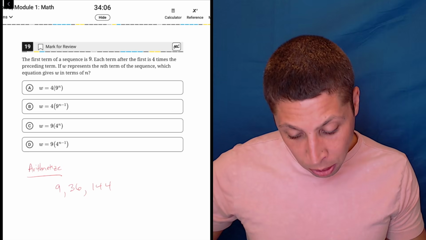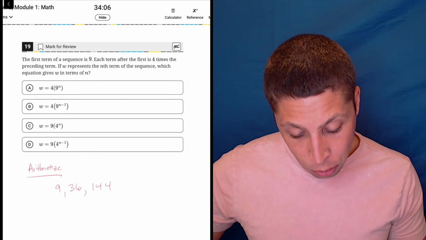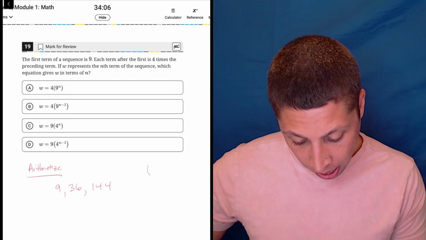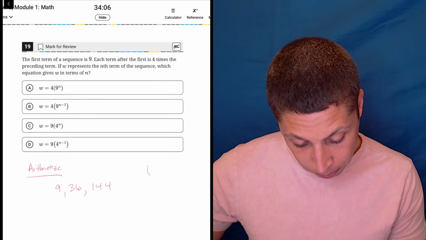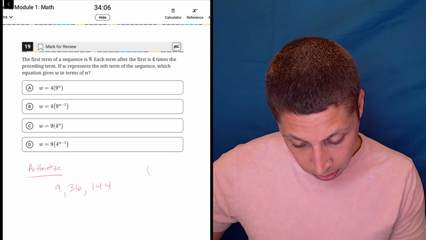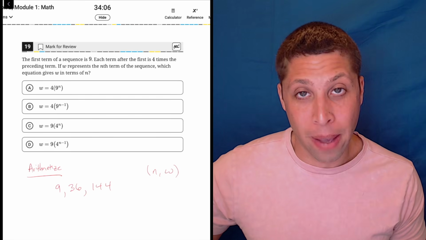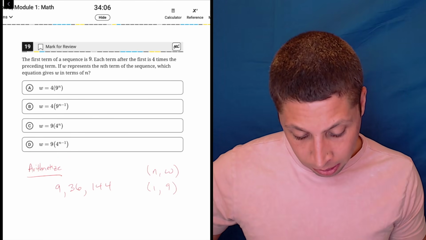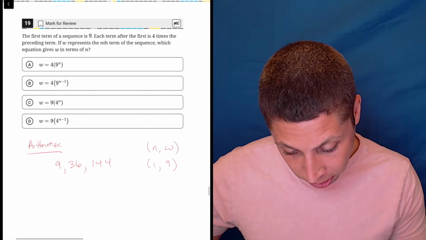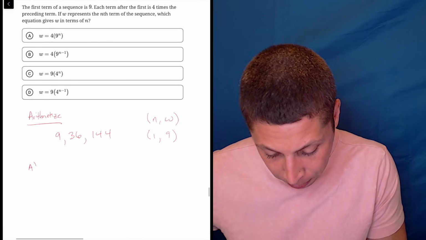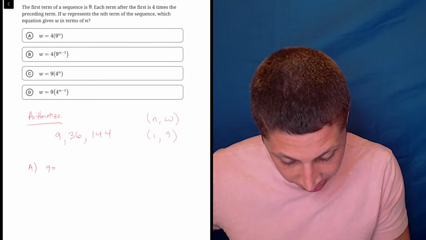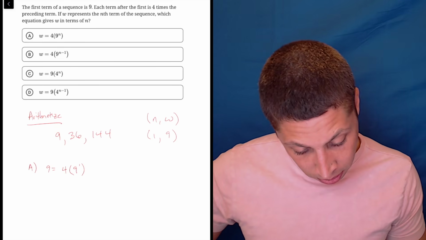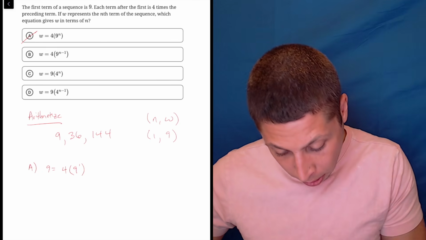So let's treat W and N like they're points, right? W represents the nth term. So for 1 point, I could just do the starting point, the first term, so let's do N, W like this, so it kind of matches X, Y. So the first term is 9. So let's just see if that works. Plug points into equations, okay? So scrap paper, I'm going to have to do it on the scrap. So 9 is equal to 4 times 9 to the first. That's not true, so A is wrong.